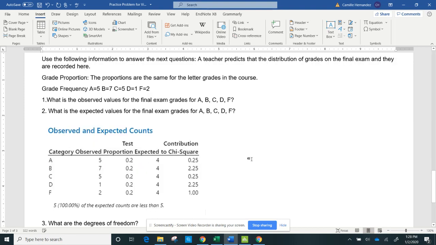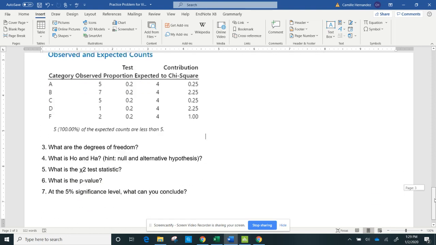So the first thing it wanted was my observed and my expected. So here I have my observed and here I have my expected. So as you can see, all the expected are the same. It's 4 for each. So I expect 4 A's, 4 B's, 4 C's, 4 D's, and 4 F's, which is kind of different from the 5 A's I got, the 7 B's, the 5 C's, the 1 D, and the 2 F's. But is it really that different from each other? So, okay, then I need to go down here and keep going.